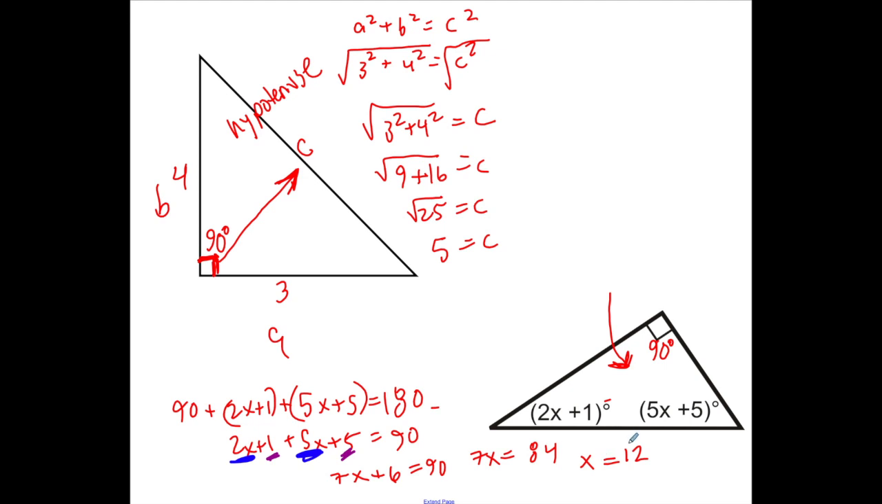Now here's the trick. If they're asking for x, that's your answer. If they're not asking for x, if they want the angle, you have to take this number and put it in here for x to get the actual angle measurements. Don't forget that.